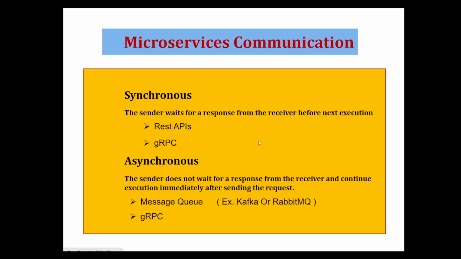What is asynchronous? The sender microservice does not wait for a response from the receiver and continues its execution immediately after sending the request. Examples of asynchronous communication are message queues, for example Kafka or RabbitMQ, and gRPC comes under both synchronous and asynchronous communication based on how it is used.